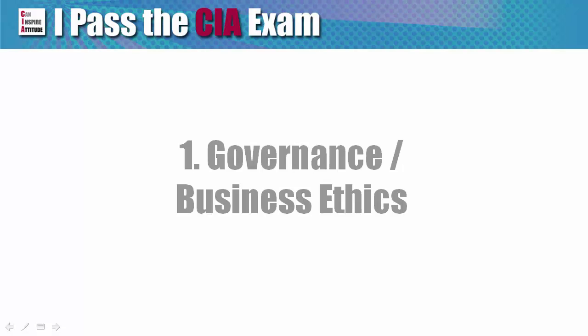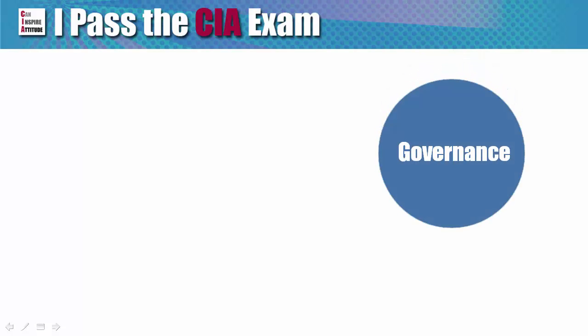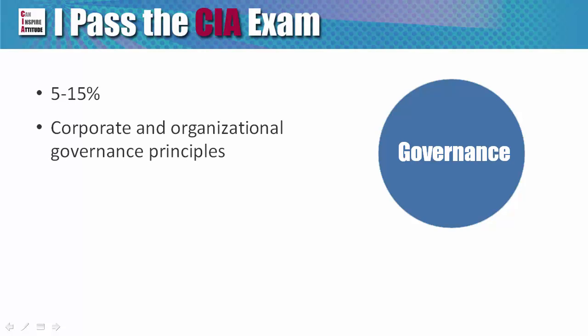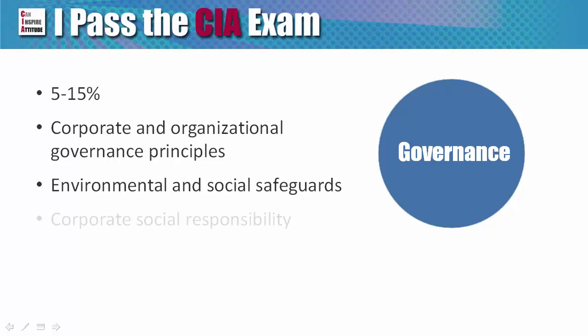CIA Exam Part 3 Syllabus. Number 1. Governance and Business Ethics. This is a relatively light topic, representing 5 to 15% of Part 3. The coverage includes corporate and organizational governance principles, environmental and social safeguards, and corporate social responsibility.